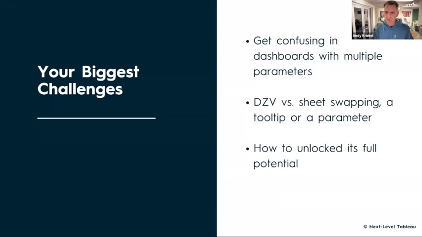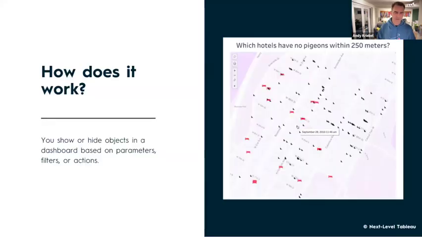You often get confused when there's dashboards with lots of parameters in them. So dynamic zone visibility can help reduce that confusion by taking the parameters out of the dashboard. Sheet swapping, which we've talked about before, and then, you know, kind of how to unlock its full potential. So I'm going to take you through a couple of examples. You may have seen this one before.